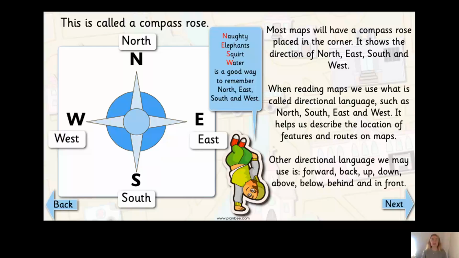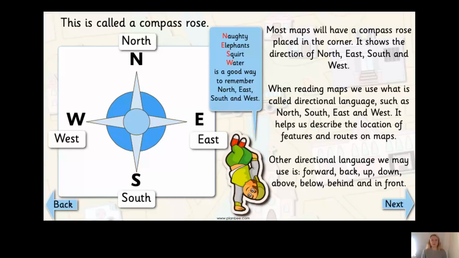Now, when we're reading maps, we use what is called directional language. So that's saying north, south, east, and west. And it helps us describe the location of features and routes on the map. So you could say, the beach is east of where I'm standing. And then you'll know how to get there. You could also say that the Indian Ocean is south of Asia. Remember, we learnt that in our oceans and seas topic.